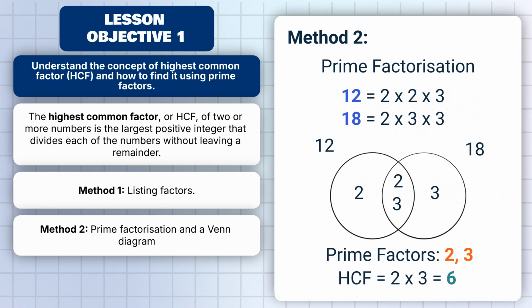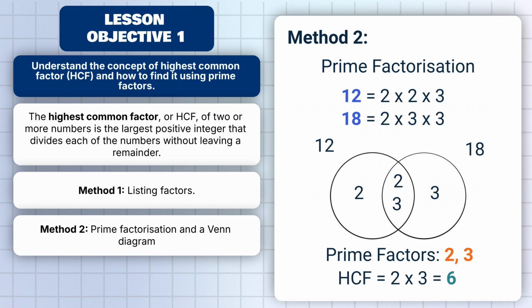In this diagram, the left circle represents the factors of 12. The right circle represents the factors of 18. And finally, the overlapping section, 2 and 3, shows the common factors. The product of the common factors, 2 and 3, is the HCF, which is 6.